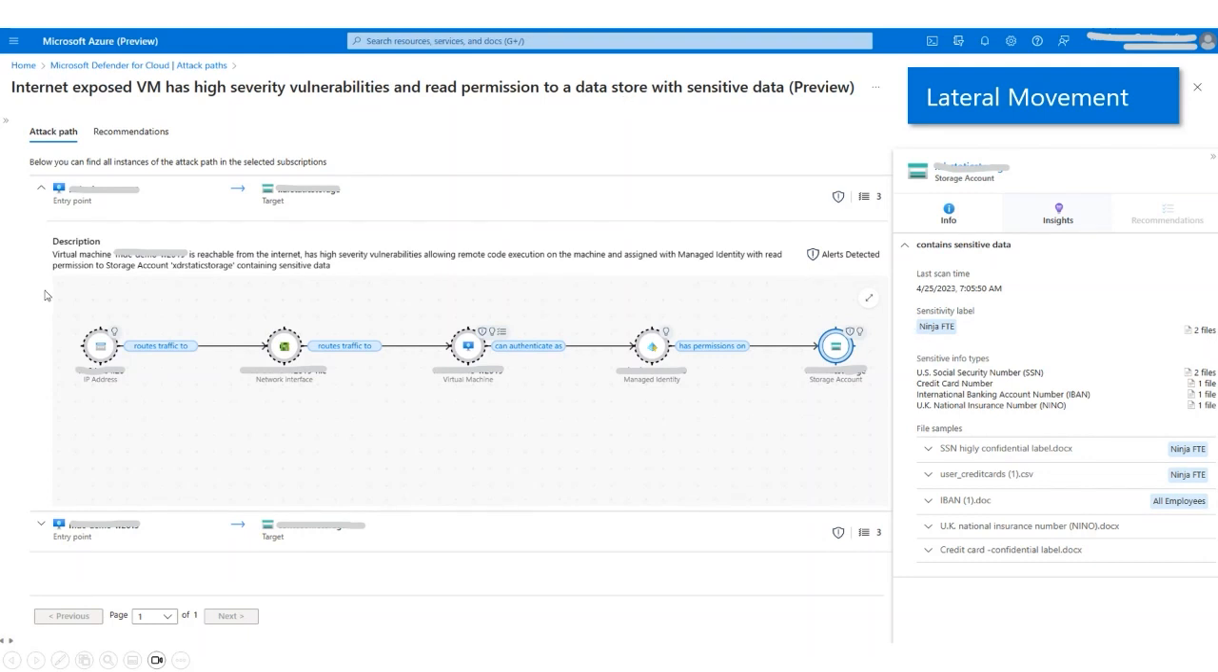Identifying this attack path is quite complex, but using MDC attack path, it is quite easy to identify that in this storage account, this is the sensitive information, and to identify all the various components along the way that you need to fix. You'll get recommendations to install all the fixes to address the vulnerabilities that you have. And also, if there was a breach, you'll be aware of what was the data on that specific storage account.